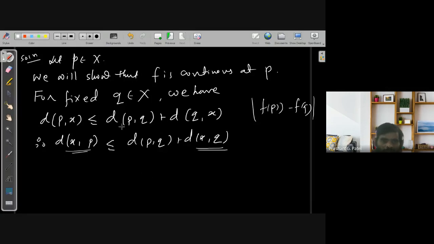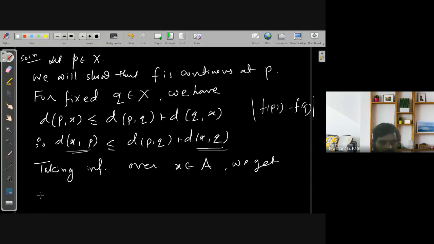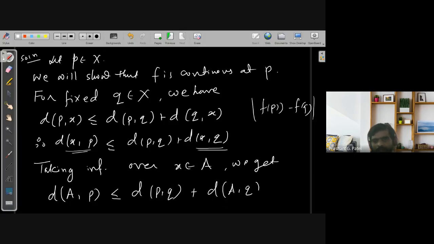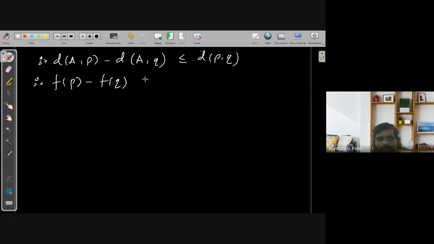If I take the infimum over x, that is why I am taking the infimum over all the points x in A, we get d(A, P) is less than or equal to d(P, Q), because it is independent of x, plus d(A, Q). Therefore, d(A, P) minus d(A, Q) is less than or equal to the distance between P and Q. So this gives you f(P) minus f(Q) is less than or equal to the distance between P and Q, and I call this statement 1.